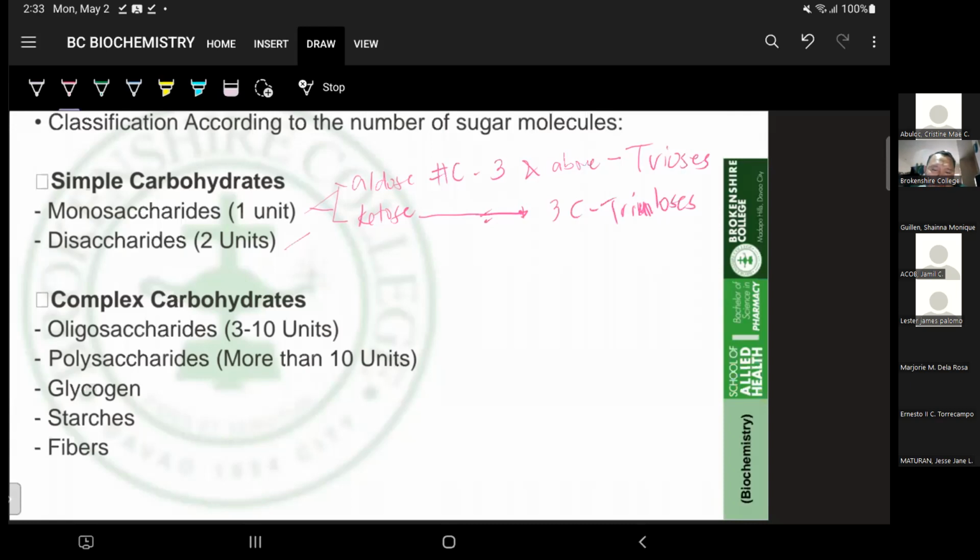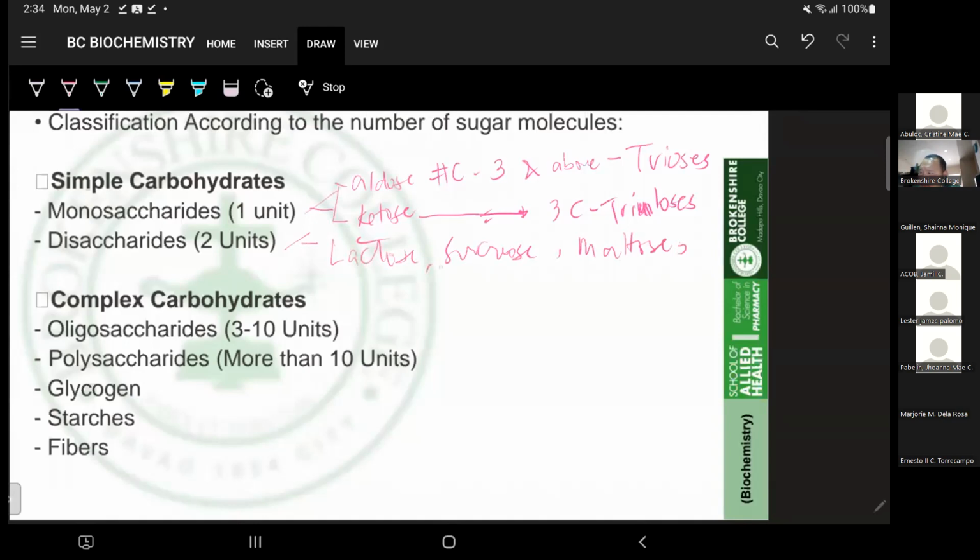And then we have your disaccharides. Meron lang naman tayong tatlong basic examples of your disaccharides. Can you give me those 3 common examples of your disaccharides, students? Who can give me the 3 common examples of our disaccharides, wherein these are products of condensation of 2 monosaccharides? Lactose po, maltose at sucrose. Okay, we have your lactose, sucrose, and maltose.